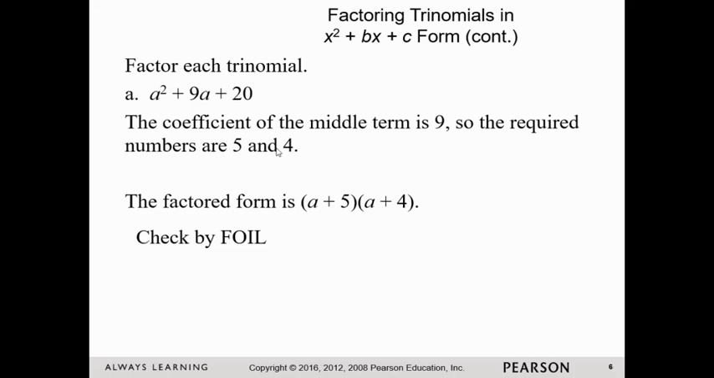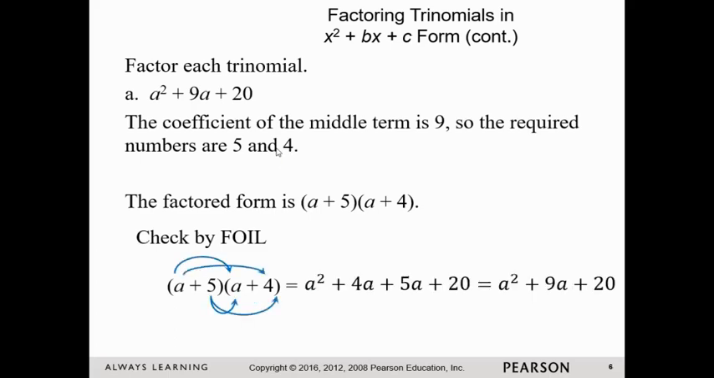And whenever we factor, we should always check by FOIL. And here we are, it comes out to be a squared plus 9a plus 20, which was the original trinomial. But I do want to pay particular attention to the inner and outers, 4a and 5a. Notice that they're the ones summing up to 9, because a lot of times what we're doing here is unfoiling. So just keep that in mind. The inner and outer sum up to that middle term. And it checks.